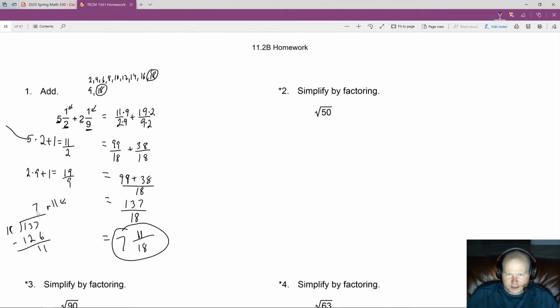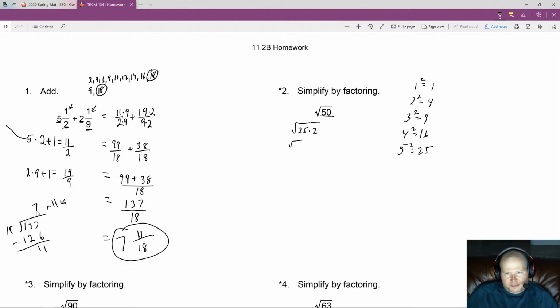Now simplify by factoring the radical, the square root of 50. So first of all, we're going to see what perfect square we can factor out. And by perfect square, I'm talking about these things on the right side. So 1 squared is 1, 2 squared is 4, 3 squared is 9, 4 squared is 16, and 5 squared is 25. Now, since I can divide 50 evenly by 25, if I divide 50 by 25, I get a 2. So the factorization of 50 is 25 times 2.